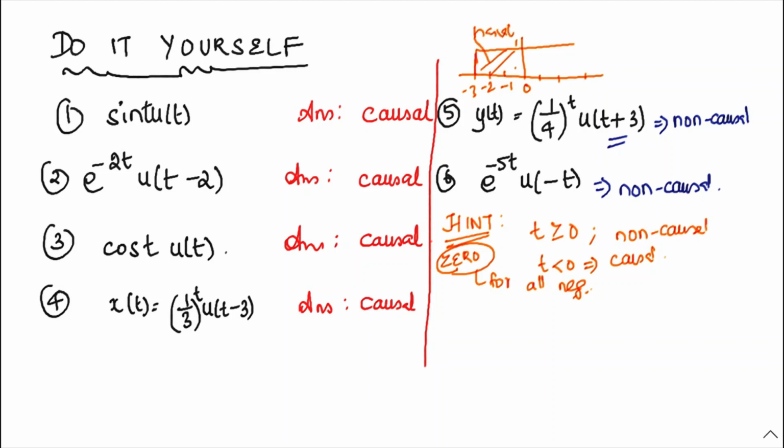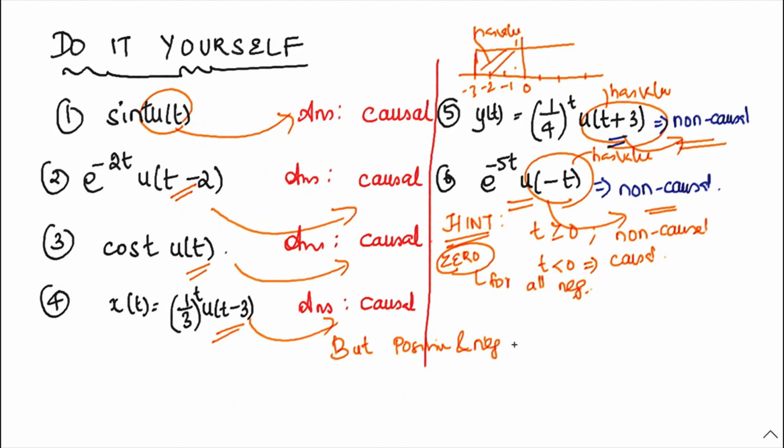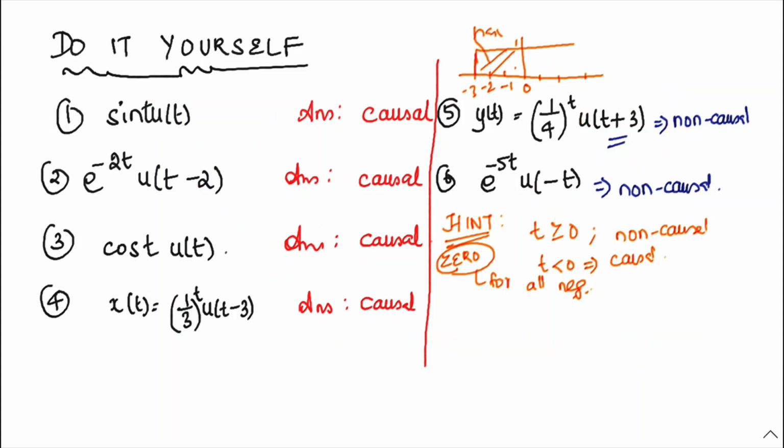And when coming to causal, as I explained earlier, it has a shift towards the right side. So u of t minus 2, u of t minus 3, etc. all come under causal signals. When you have both positive and negative values and get confused, you should conclude it as a non-causal signal. So for non-causal signals, it has both positive and negative values. This is how the problems are asked in causal and non-causal signals.